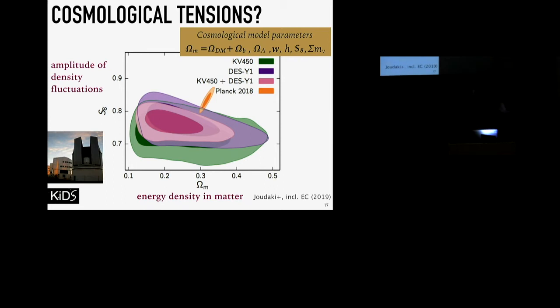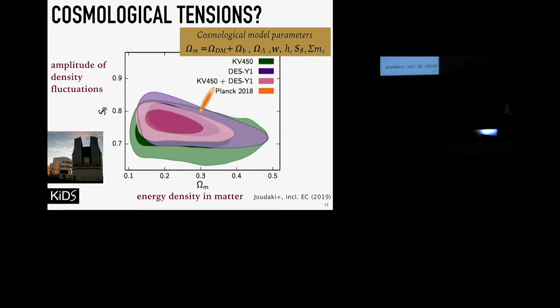If you do that, and this is an example from current surveys, you can set constraints on the energy density of matter today and the amplitude of the density fluctuations today. These are results from the Kilo Degree Survey that I've been involved with for several years. Our results are shown here in green. Those are our most recent constraints. And then we put them together with the Dark Energy Survey data.